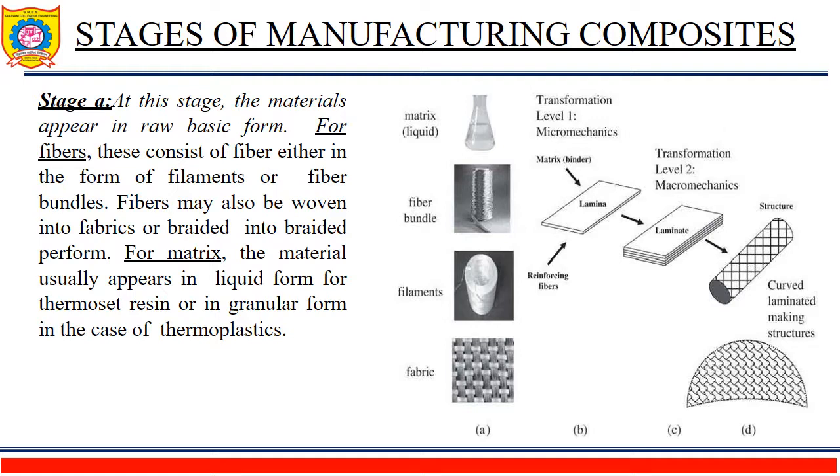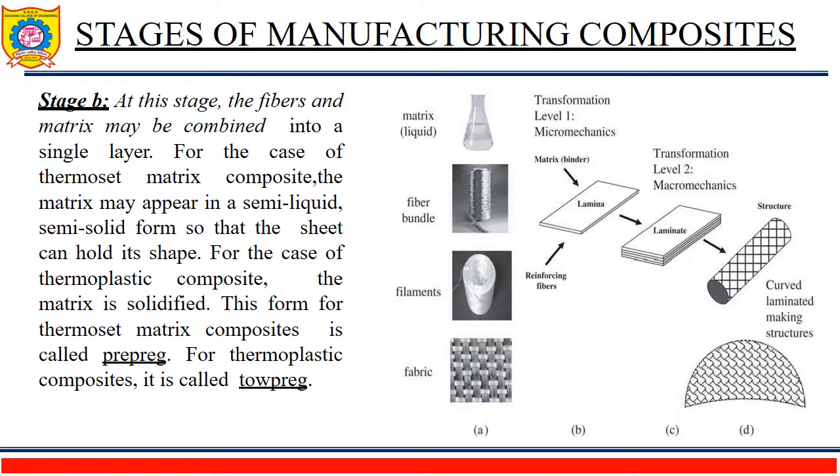For the matrix, the material usually appears in liquid form for the thermoset resin or in granular form in the case of thermoplastics. The figure shows the matrix liquid as well as the fiber bundle. Fiber may be available in the form of bundle, filaments or fabric.